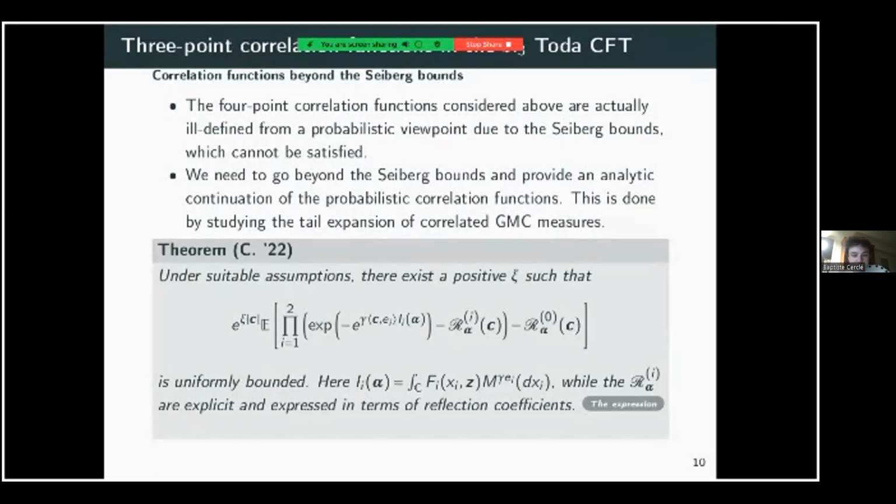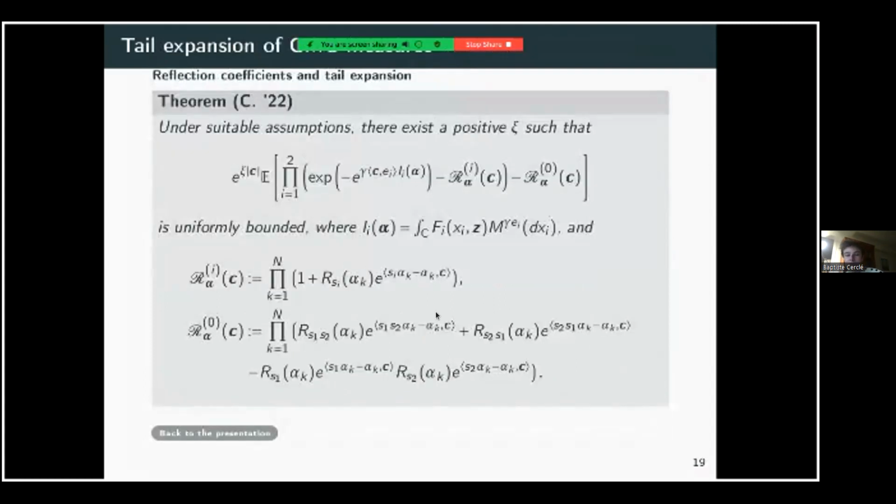But this statement just says that if you take these correlated GMC measures and you want to study the asymptotic expansions, then you can explicitly compute the expansion using reflection coefficients. And this statement is quite remarkable because you have a purely probabilistic object on the one hand, which is correlated Gaussian multiplicative measures, and you can relate it to quantities that are really coming from the physics, these reflection coefficients.